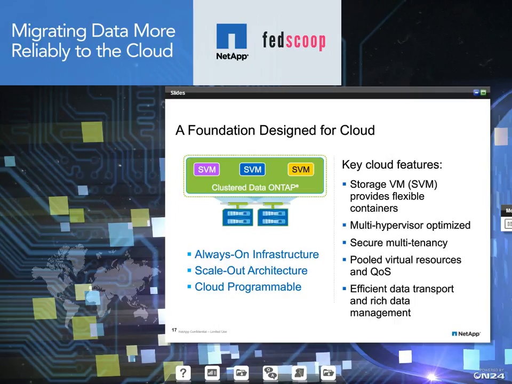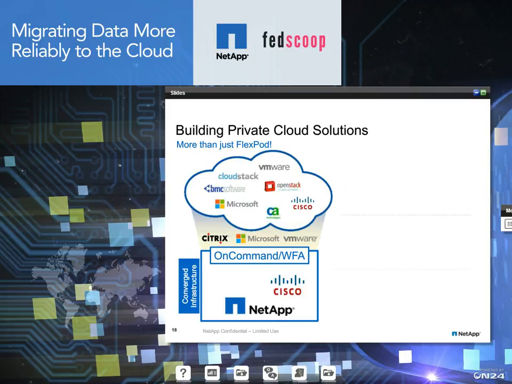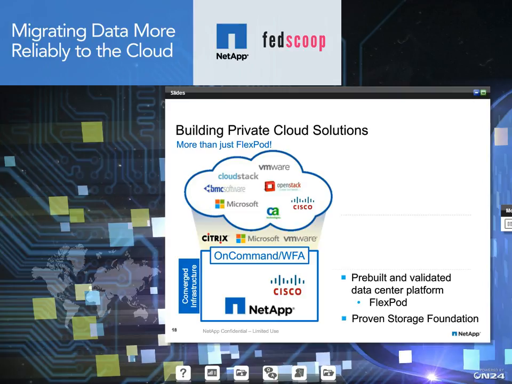So let's talk about a private cloud instance. Let's say you want to put one together yourself. What would we be looking at for our tools? The first thing you need to do is have a good, solid storage foundation that has robust data services.